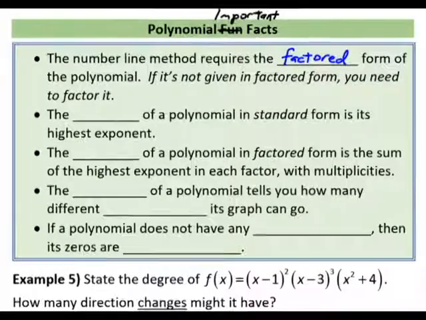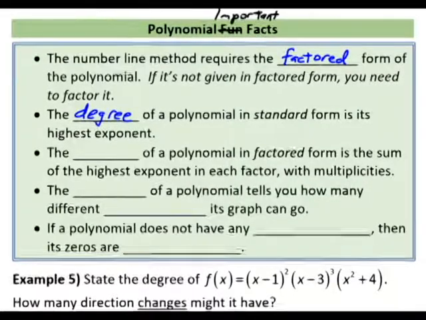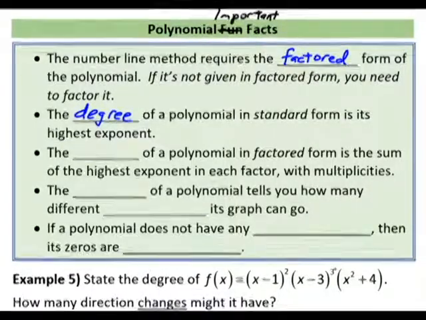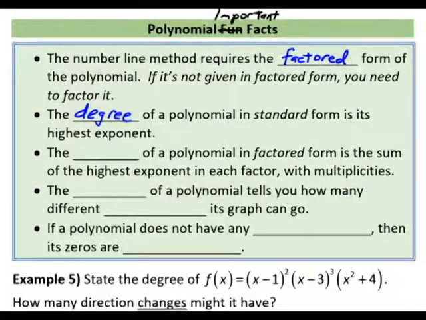This is a quick definition. The highest exponent of a polynomial when it's in standard form is the degree of the polynomial. If the polynomial is in factored form, we can still find the degree by looking at the highest exponent of each factor and consider what the multiplicities will do to that. We'll see an example of that very shortly. The degree of a polynomial is also important because it tells us how bouncy the graph can be. In other words, it's going to tell us how many different directions the graph can go.